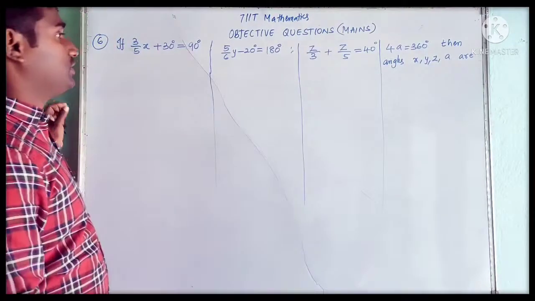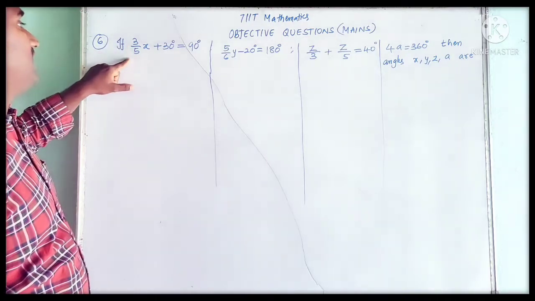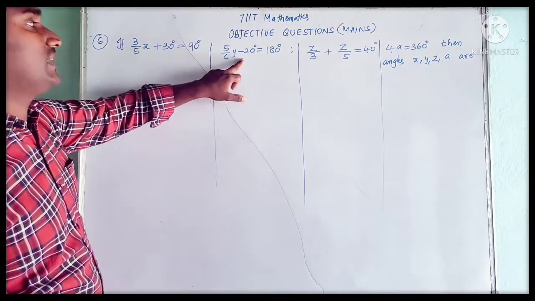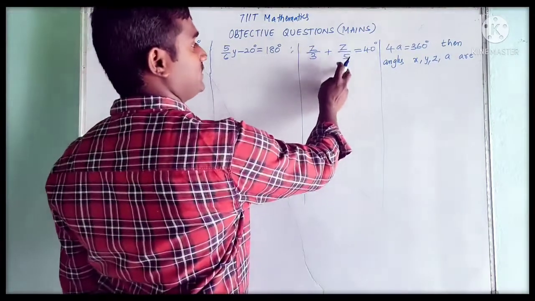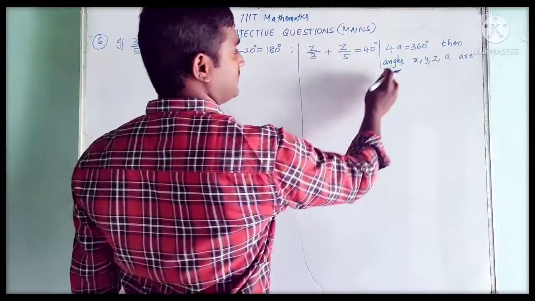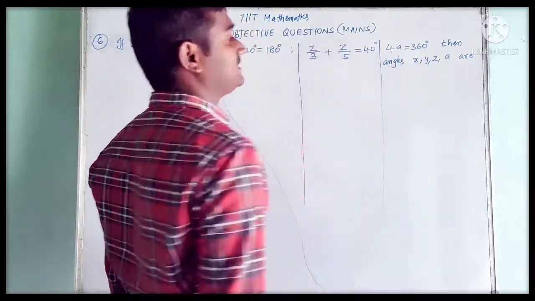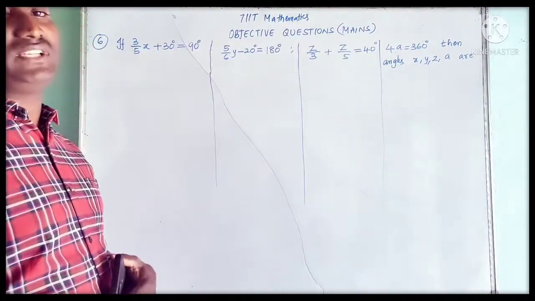Okay. Now I am going to discuss with you the sixth question that they gave to us. If 3/5 x + 30 degrees equals 90 degrees, and 5/6 y − 20 degrees equals 180 degrees, and z/3 + z/5 equals 40 degrees, and 4a equals 360 degrees, then the angles x, y, z, a are. So x, y, z are the angles we need to find here.